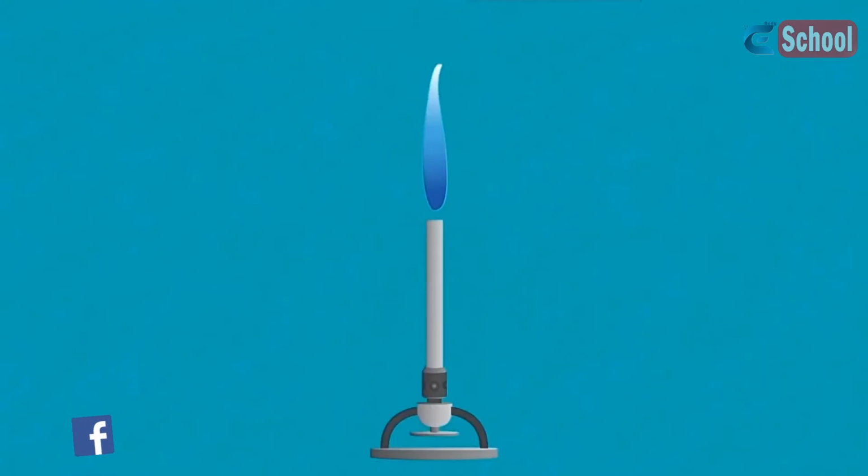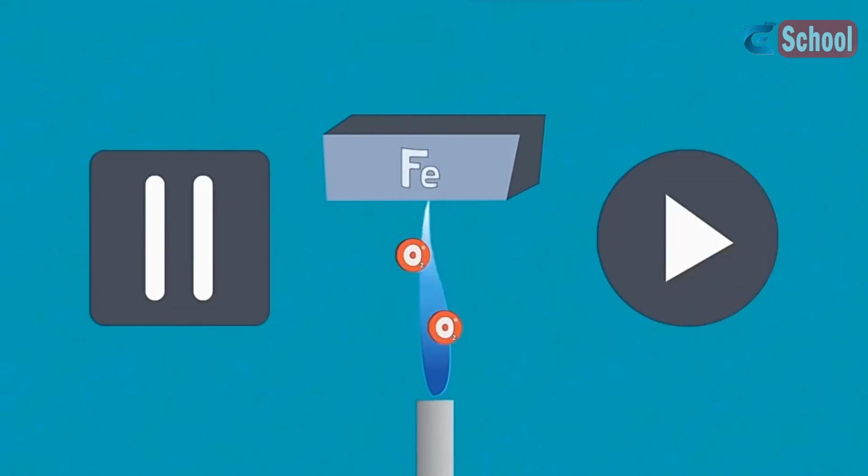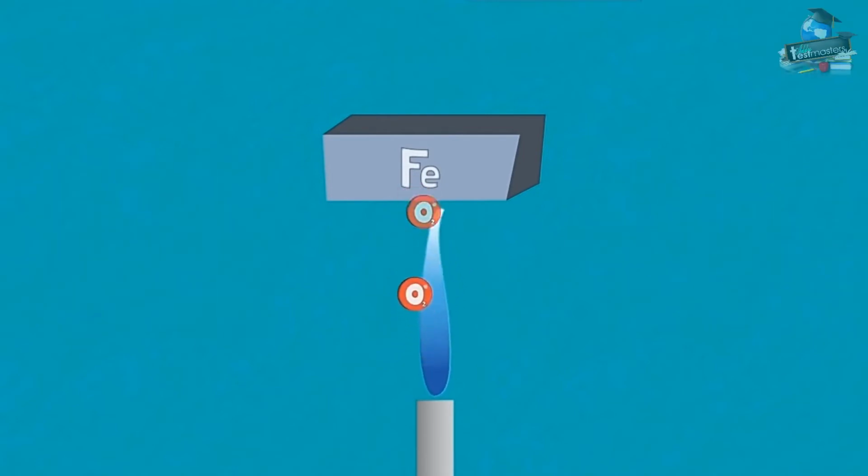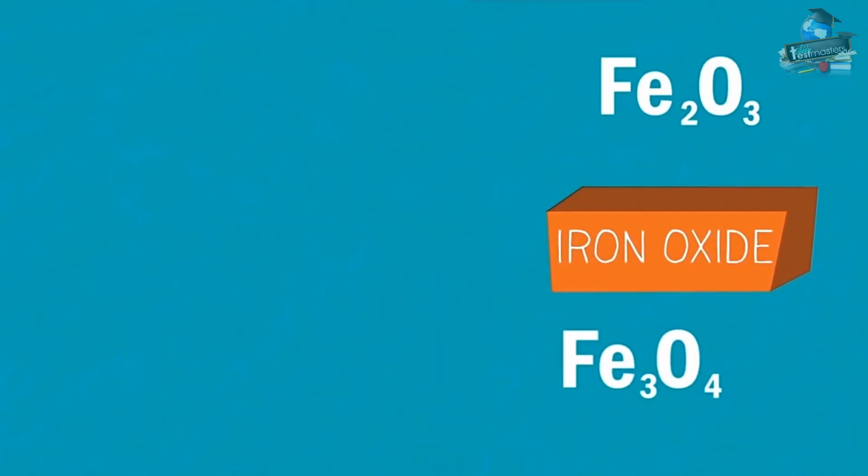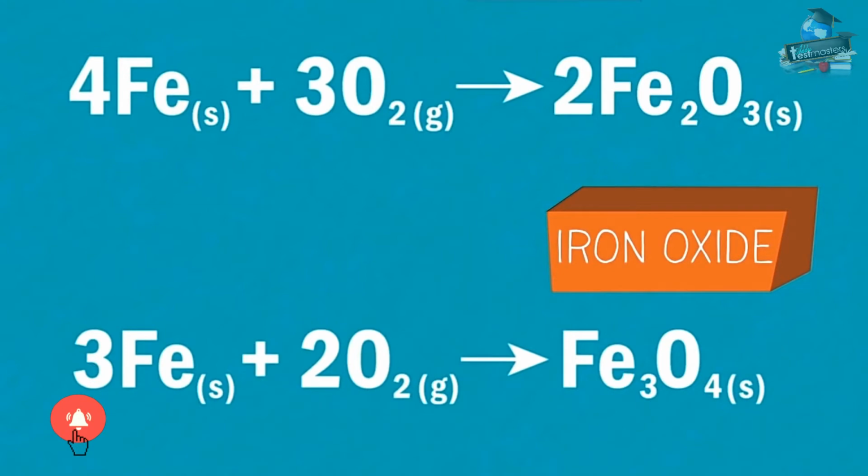What if you were to heat the iron in the air? Pause the video and think about what might happen. Continue when you're ready. On heating with oxygen, the result is the formation of iron oxides Fe2O3 and Fe3O4, shown by the following equations.